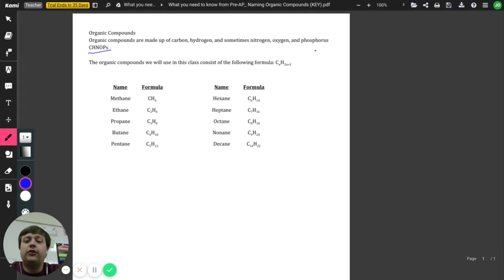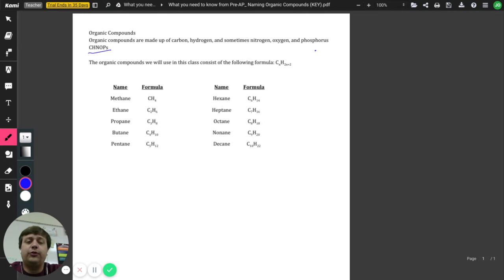So first off, an organic compound is basically any compound that's made up of carbon, hydrogen, and then sometimes it'll have nitrogen, oxygen, or phosphorus in it. And we call those the CHNOPs. Okay, so in those, we've got our CHNOPs, the carbon, hydrogen, nitrogen, oxygen, and phosphorus. Those are the things that we're looking for to determine if something is an organic compound.